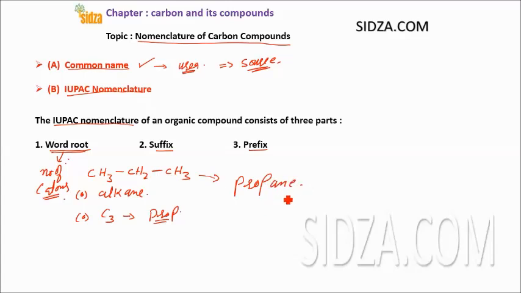So this ane here is the suffix, right? Ane is the suffix. When we name a compound, we first write down the word root and then the suffix, which represents whether there is a single bond or a double bond. So this is propane. As per the IUPAC nomenclature system, the molecule will have the name propane.